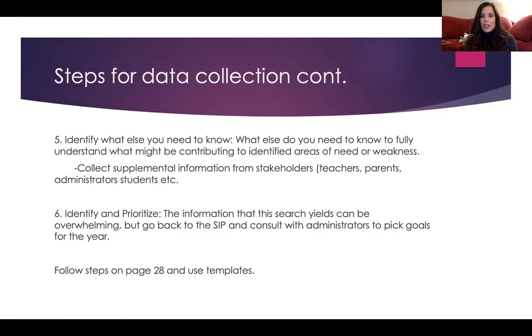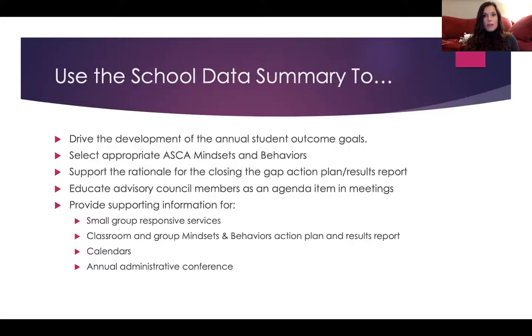So go back to the SIP and consult with administrators to pick goals for the year. You're only going to want to pick about 3 goals because you have a whole program to build out. So for your annual outcome goals, just pick 2 or 3. This section of the implementation guide and the model do a really good job of breaking down step by step what you need to do, so go ahead and read over that section, because it's going to tell you exactly how to do this. But a huge tip is just to stick with the SIP and get a feel for what the needs are on your campus and go from there.